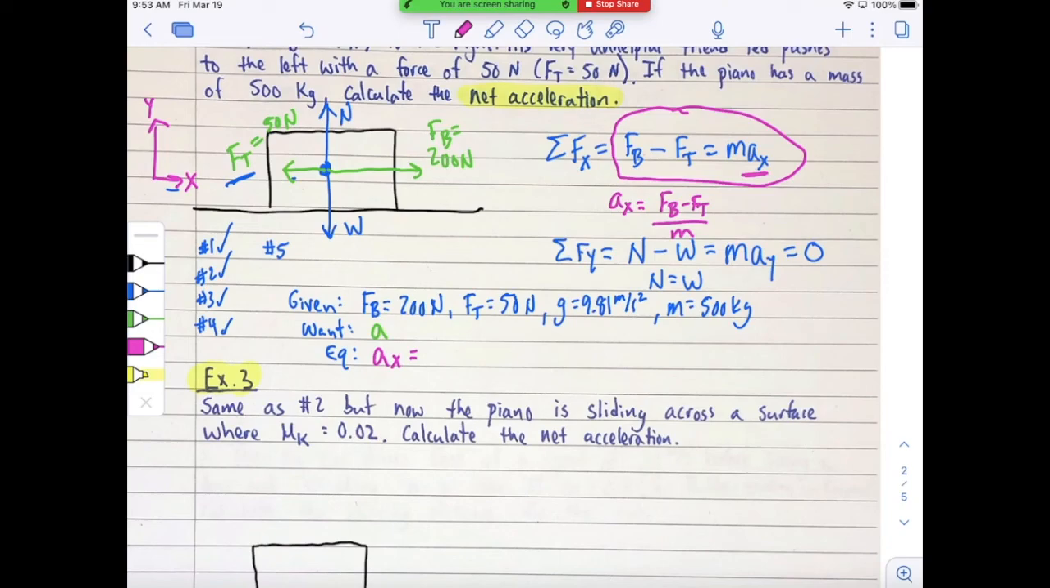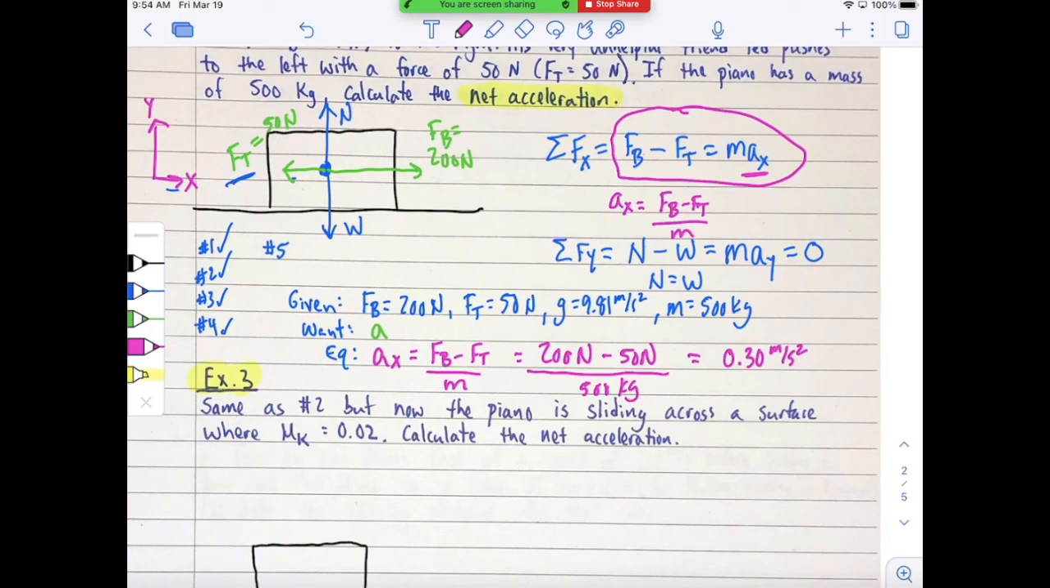So acceleration in the x direction is just whatever the force of Bill is minus the force of Ted, because he's unhelpful, he's going against us. So that's going to be 200 newtons minus 50 newtons all over the mass, which is 500 kilograms. If I crunch 200 minus 50 divided by 500, I get 0.30 meters per second squared. So there's our acceleration. Not a really high acceleration, but it's a really, really heavy box.